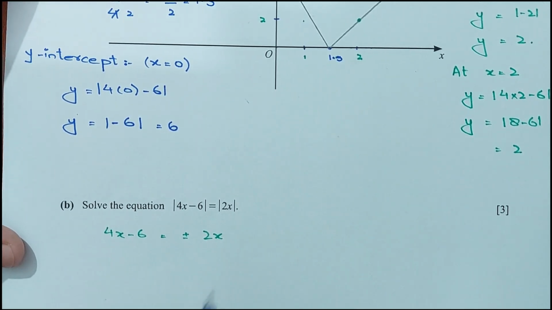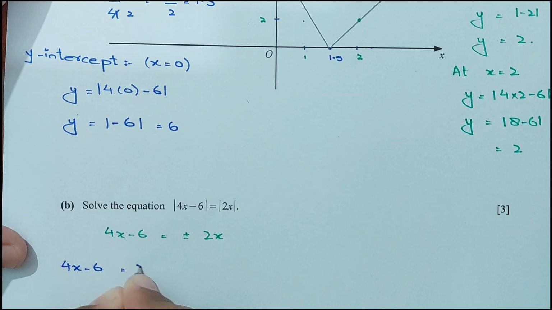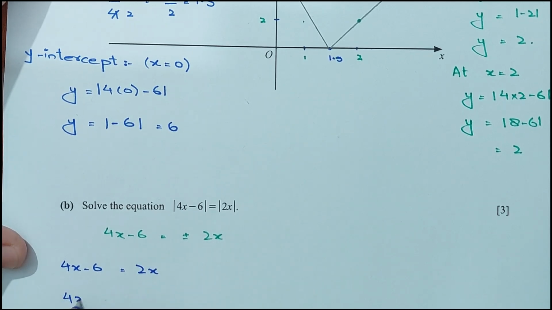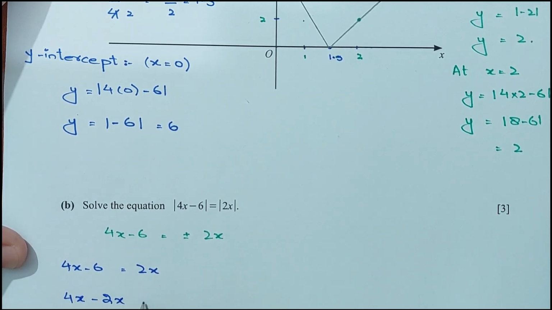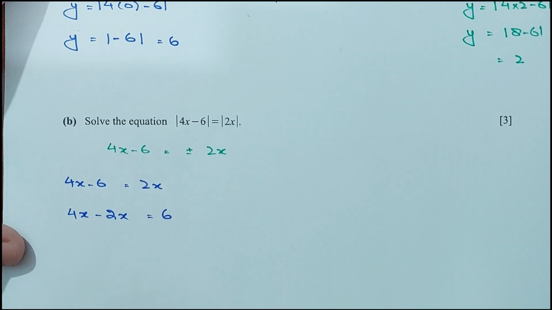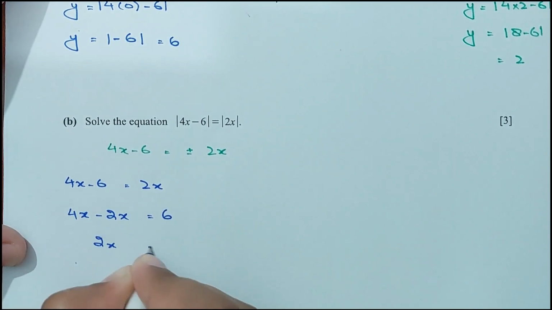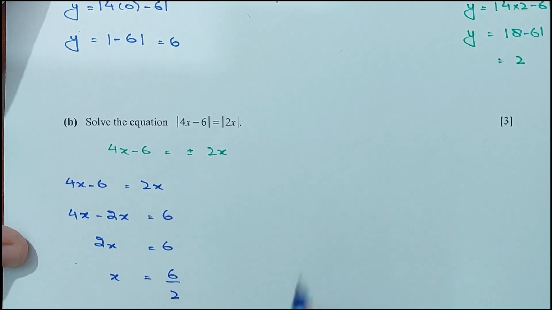Or there is another way to get rid of this plus minus: we have to do the squaring on both sides. So 4x minus 6 equals 2x. 4x minus 2x equals 6, and 4 minus 2 would be 2x. This equals 6, and x should be equal to 6 by 2. 2 times 3 is 6. So x equals 3 is the first solution.